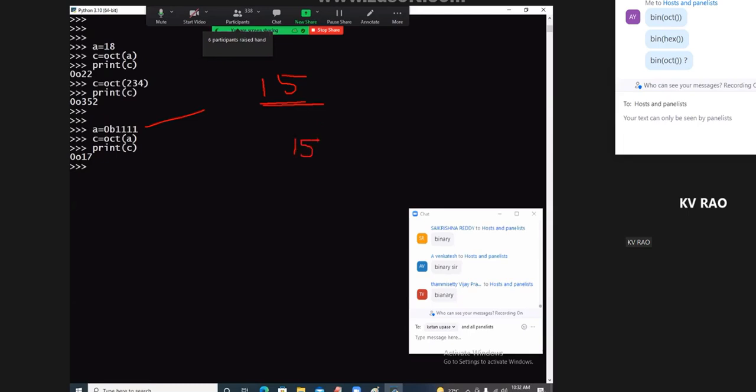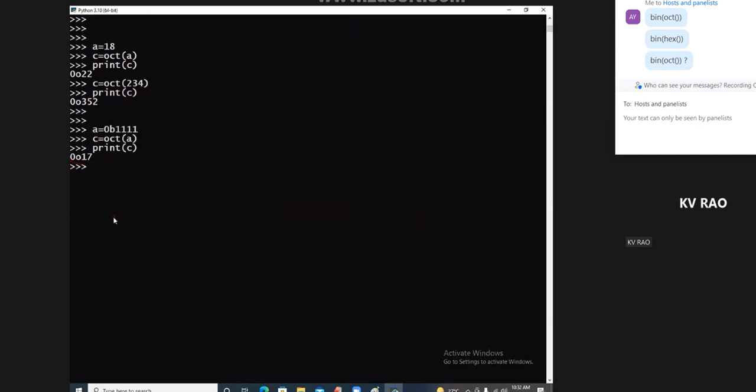Anybody else? 15. I told you, decimal into octal. 8 1 8, 8 1 8. It is called 7. And the next is 8 0, 8 0. It is called 1. What is the answer coming? 1 7. 1 7 is the answer. This is the output. Happy.